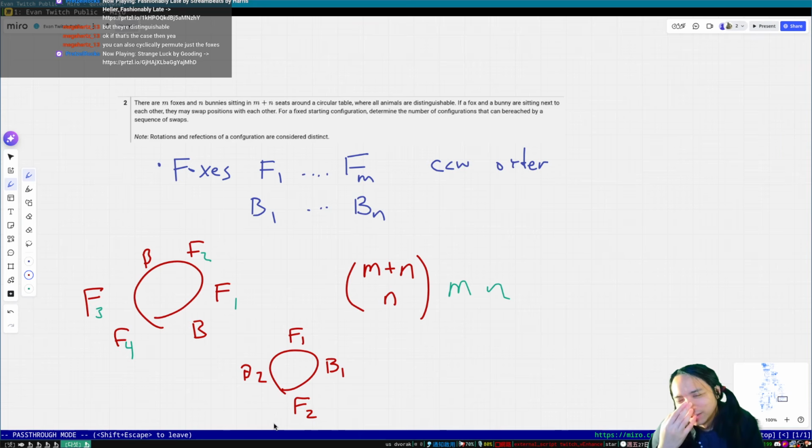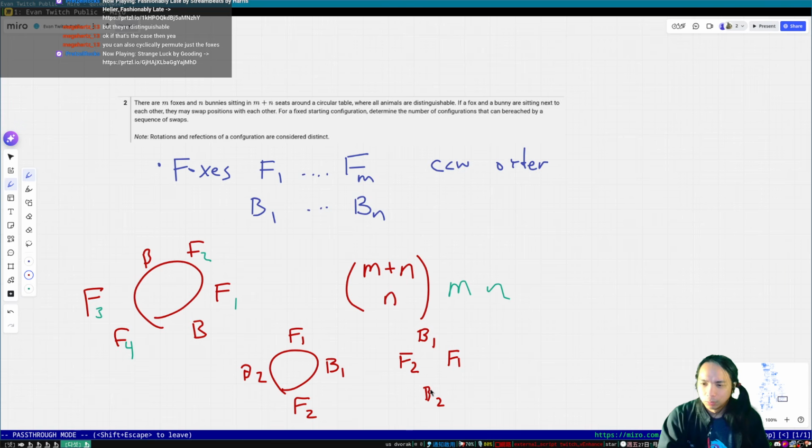So then the question is which cyclic permutations I'm borrowing. Because the relative order of the foxes never changes, but it's possible I can have a permutation where, I don't know, let's just see what happens. I want to move B1 here, so we're going to swap. Okay, which way did I swap? I already forgot. Okay, but actually, yeah, you can already do.